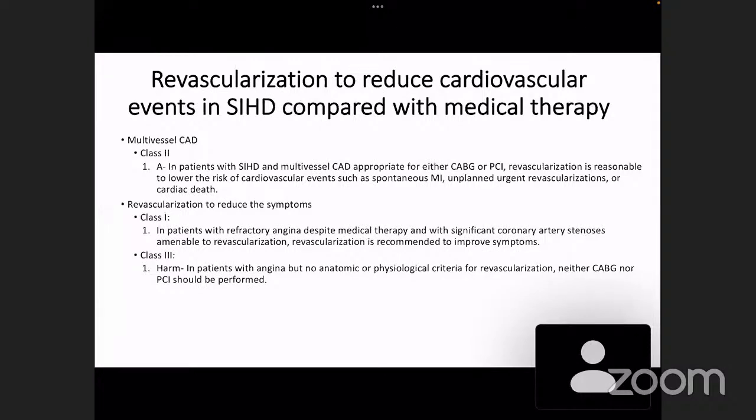For revascularization to reduce the symptoms, class 1 indication in patients with refractory angina despite medical therapy and with significant coronary artery stenosis, amenable to revascularization. Revascularization is recommended to improve the symptoms. Class 3, which shows harm in patients with angina but no anatomic or physiological criteria for revascularization, neither CABG nor PCI should be performed.